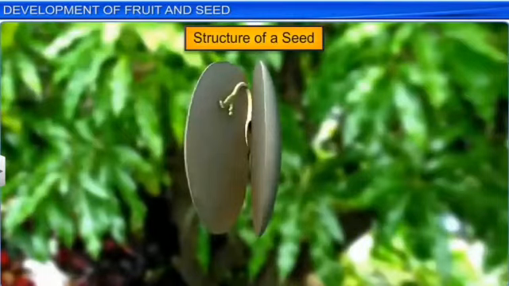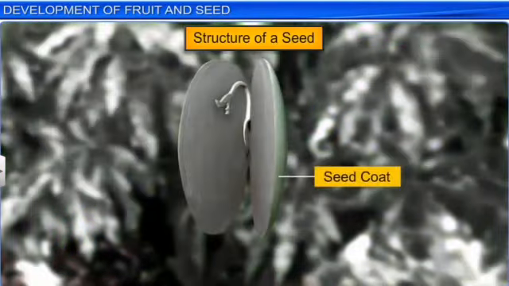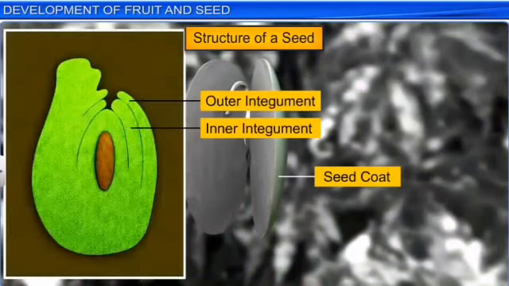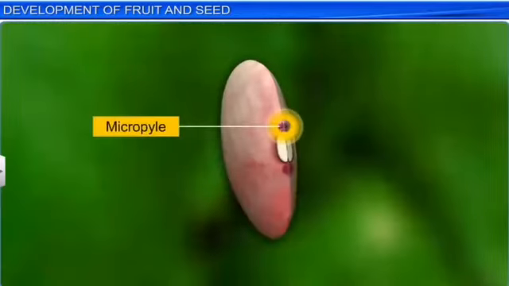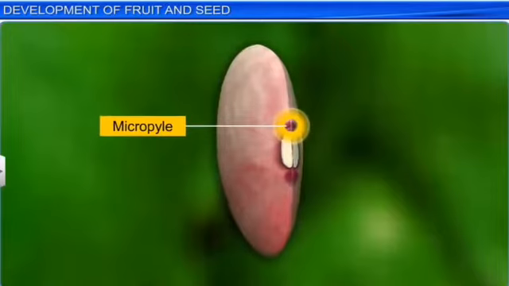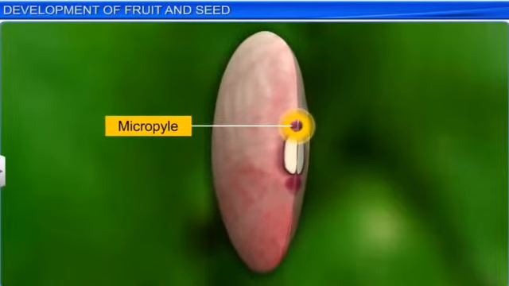Focusing on the structure of a typical seed, we can see that it is covered by the seed coat, the outer integuments and the inner integuments. Integuments means the covering that is there. And the place from where the radicle arises is said to be the micropyle.